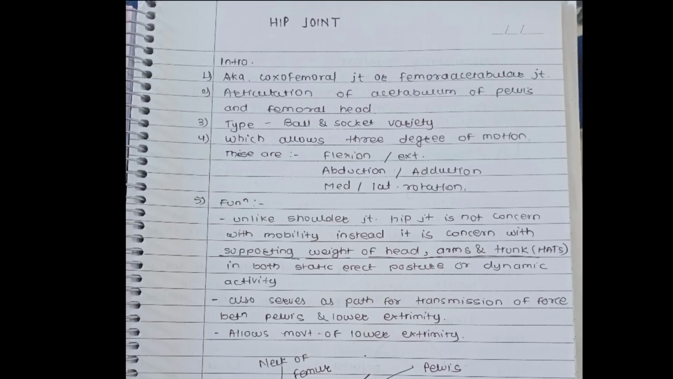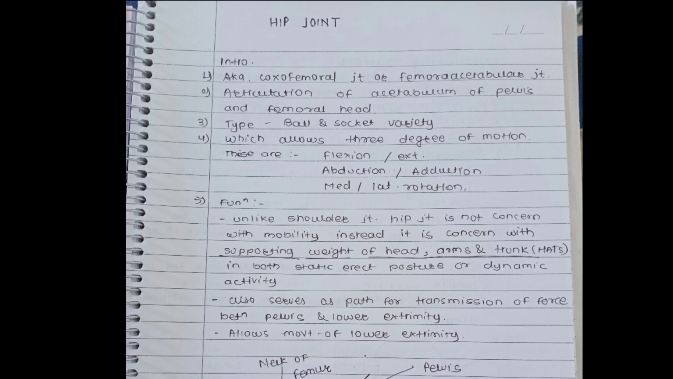Hello everyone, we are going to cover the series of biomechanics in which first comes the hip joint. It is also known as the coxofemoral joint or femoroacetabular joint. It has the articulation of the acetabulum of the pelvis and the femoral head. In the next slide you will see the diagram.